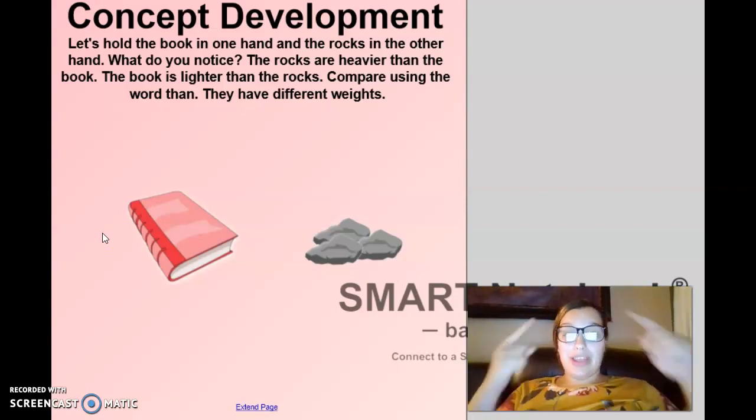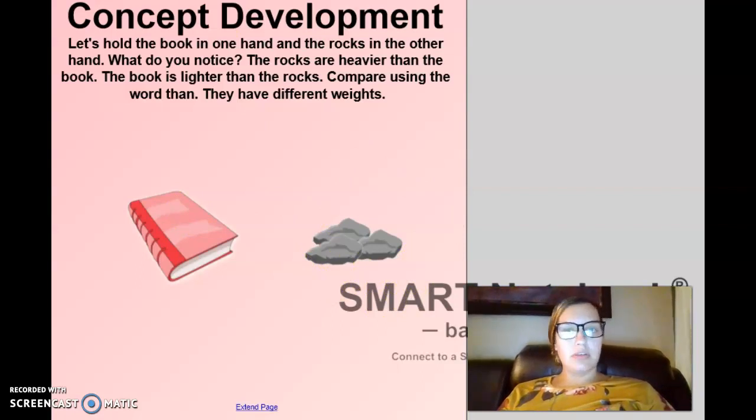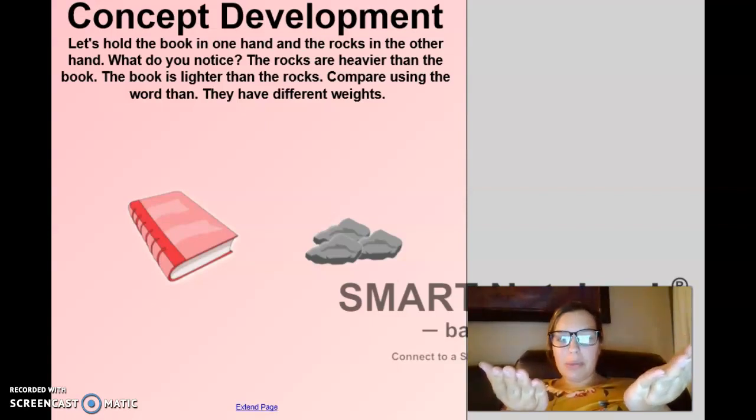Now, I want you to think about this one. There's a book that you could carry around all day, or 3 rocks. Which would you choose? Okay, so if we had a book in one hand and a thing of rocks in our other hand, what do you think would be lighter?